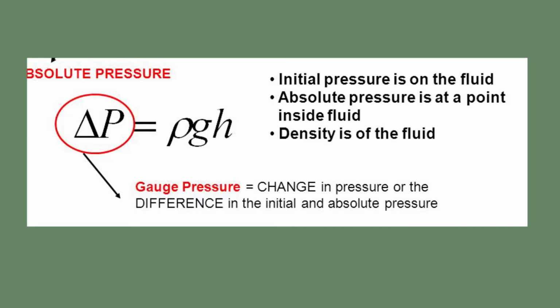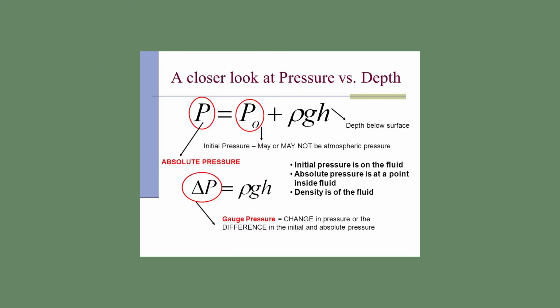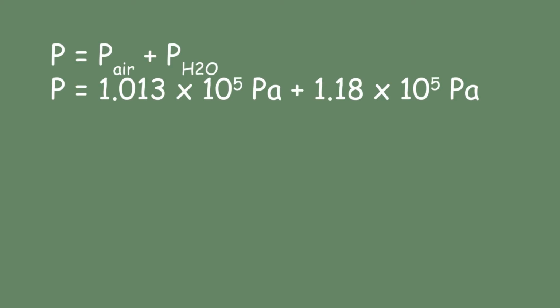So to answer the question, use the given equations. P gauge is the density of the fluid multiplied by the depth of the fluid and the acceleration of gravity. So the pressure of water is 1.18 times 10 to the power of 5 pascals. To find the absolute pressure, simply add the gauge pressure and air pressure. And voila, the absolute pressure is 2.19 times 10 to the power of 5 pascals.